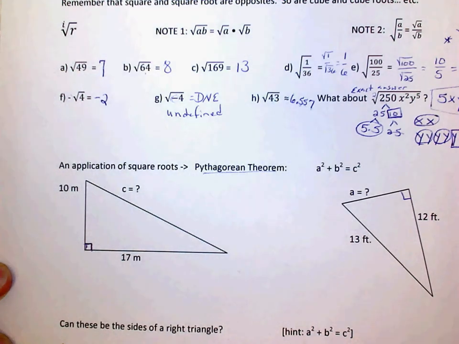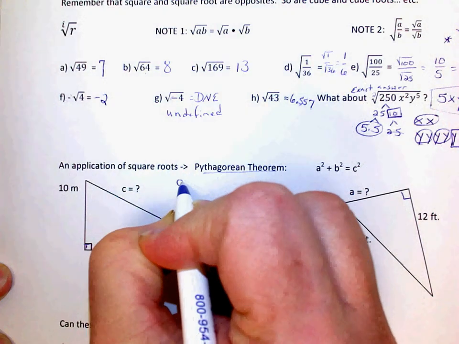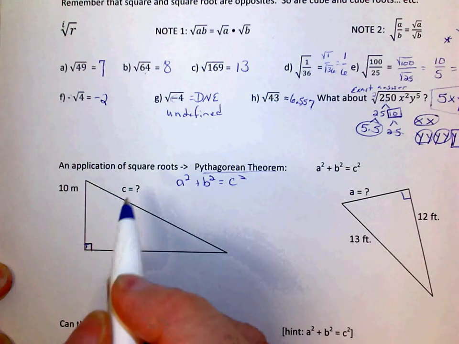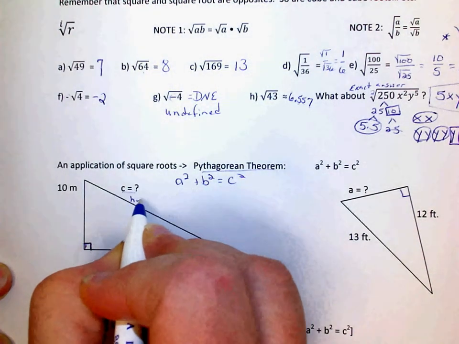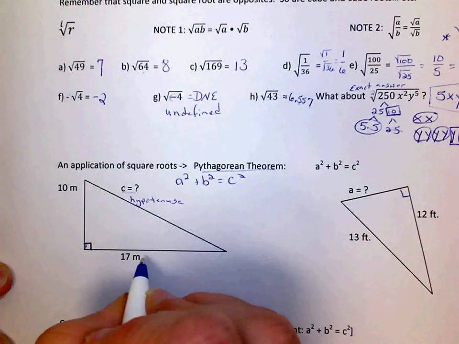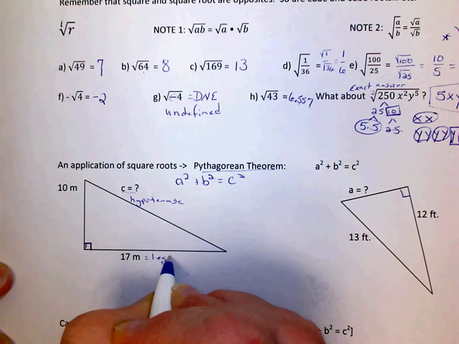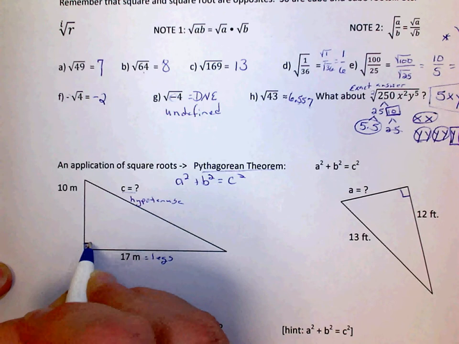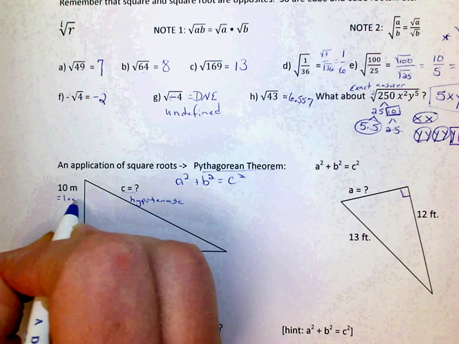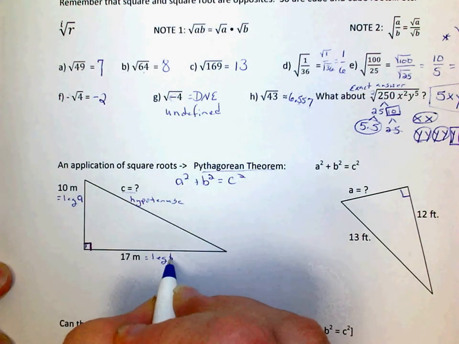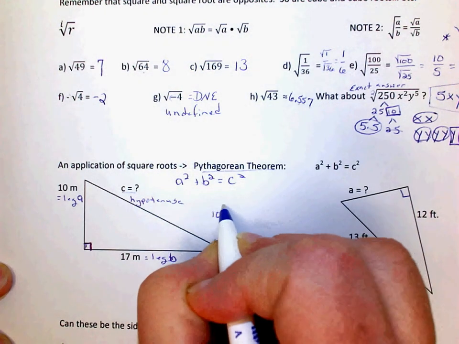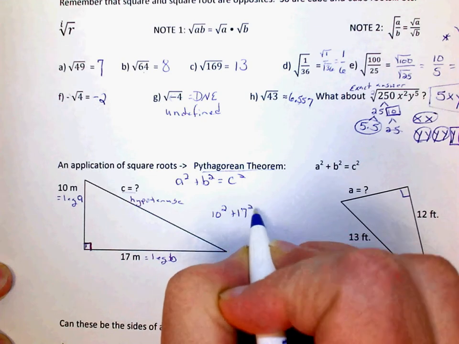So, remember the Pythagorean theorem is a squared plus b squared equals c squared. C is always, always, always, and forever your hypotenuse. A and B are just legs. And remember, legs touch the 90-degree angle. And I'm just going to call this leg A, and this one leg B. So when I do this, I get 10 squared plus 17 squared equals c squared.